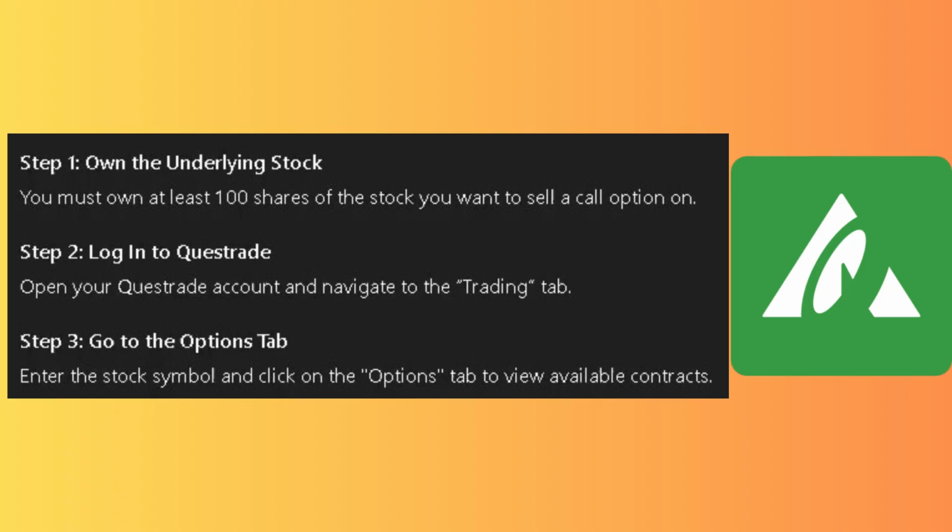Log into Questrade, open your Questrade account, then navigate to the trading tab. Go to the options tab, click the stock symbol and enter option tab to view the available contracts.